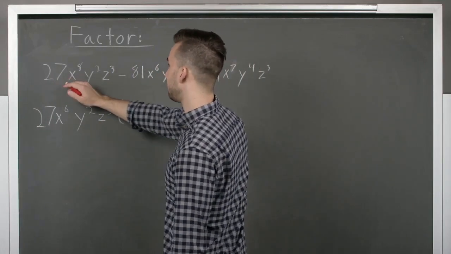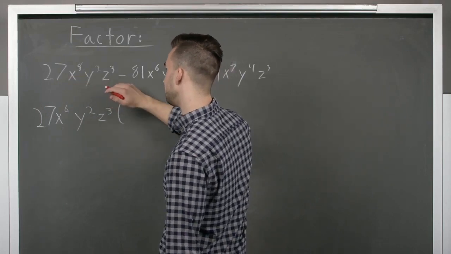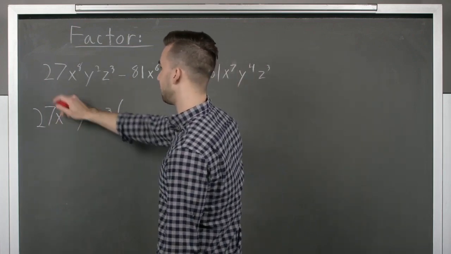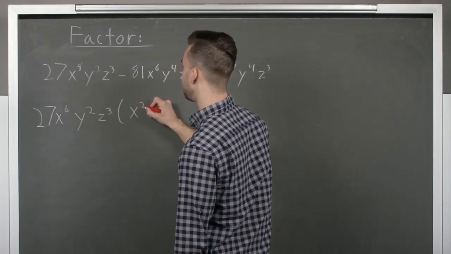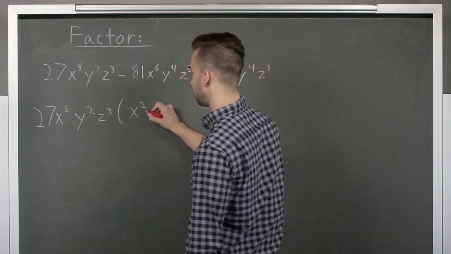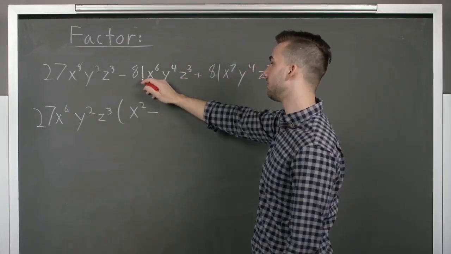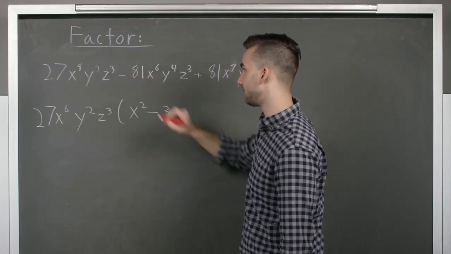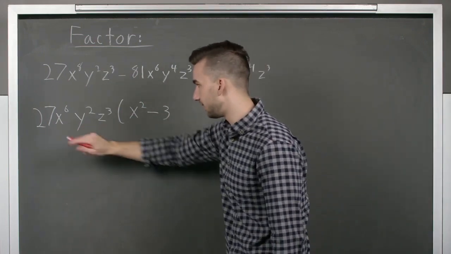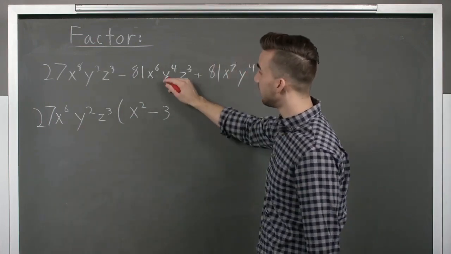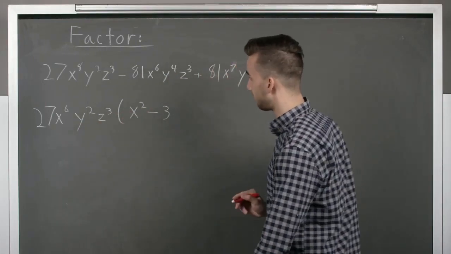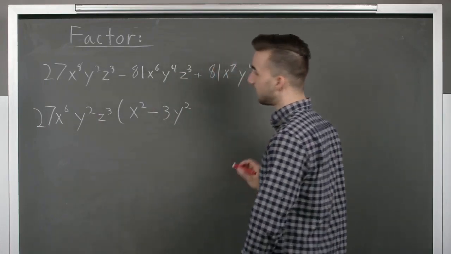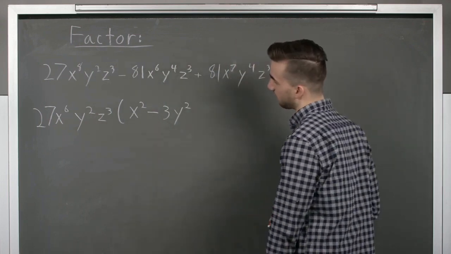So what is 27 x to the power of 8, y to the power of 2, times z to the power of 3, divided by our common factor? It gives us x squared, and then that's it. So x squared minus 81 divided by 27 is 3. So we have a 3 here, minus 3, right? x to the power of 6 divided by x to the power of 6 is 1. y to the power of 4 divided by y to the power of 2, you just subtract the exponents, so that'd be y squared. z to the power of 3 divided by z to the power of 3 is 1.